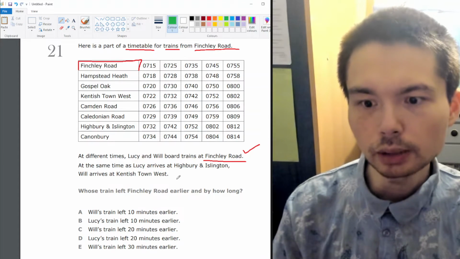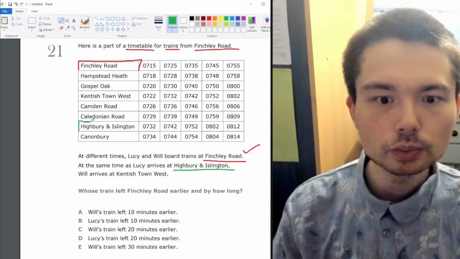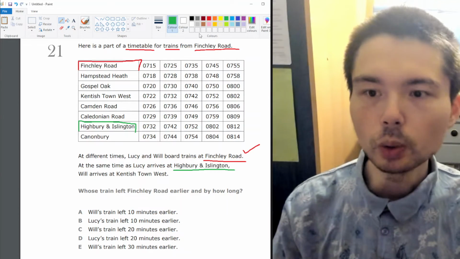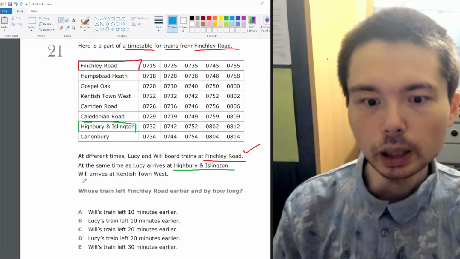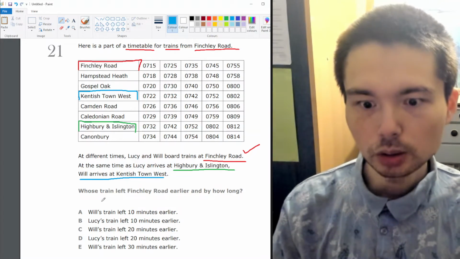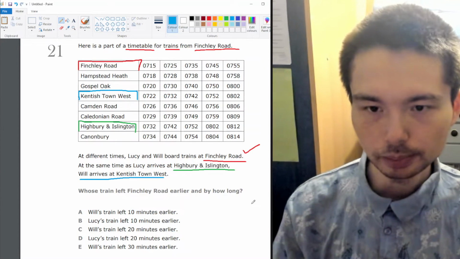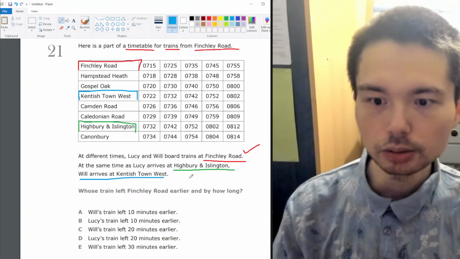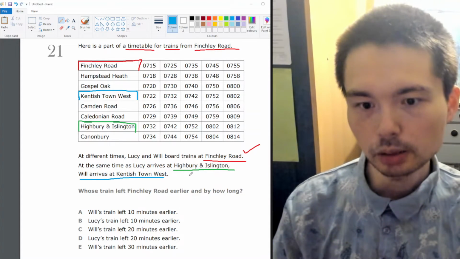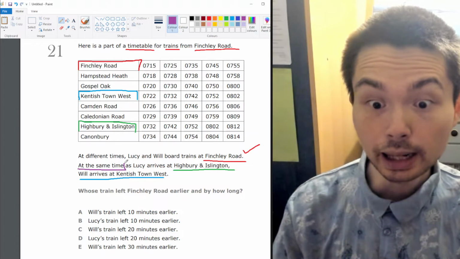As Lucy arrives at Highbury and Islington, this bit. Will arrives at Kentish Town West. Okay, that bit. Whose train left Finchley Road earlier and by how long? Okay, so really, you see the green and the blue bit. Those are the parts that you need to focus on. And this is the important bit: at the same time.